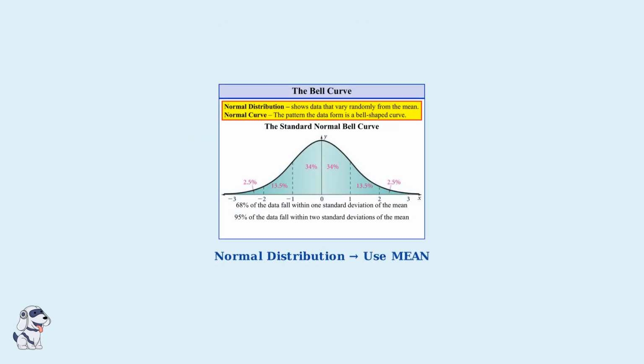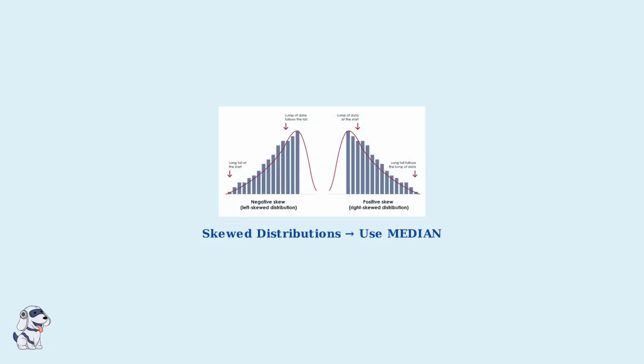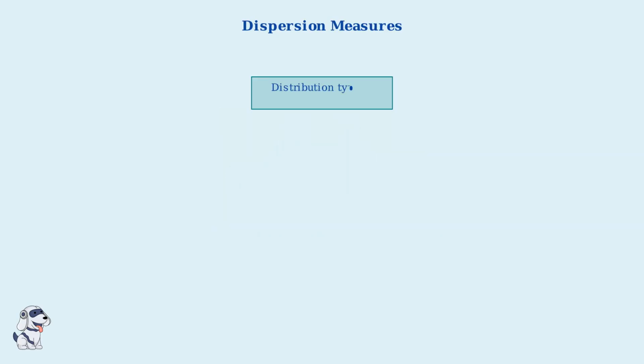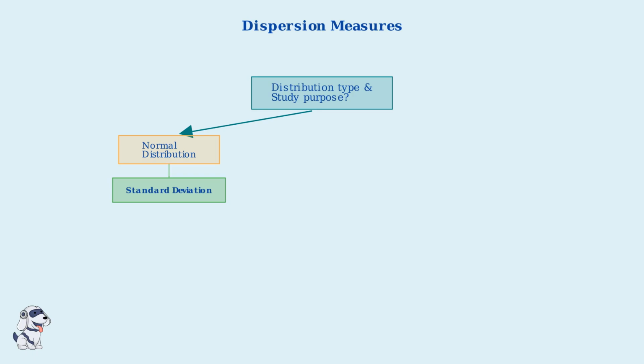Let's see these concepts in action. Here's a normal distribution where the mean would be most appropriate. In contrast, here are skewed distributions where the median would be more representative than the mean. For dispersion measures, we also consider distribution type, but we must also think about the purpose of our analysis. For normal distributions, standard deviation is ideal because it provides precise information about data spread around the mean. For skewed distributions, the interquartile range is more robust and less affected by extreme values.